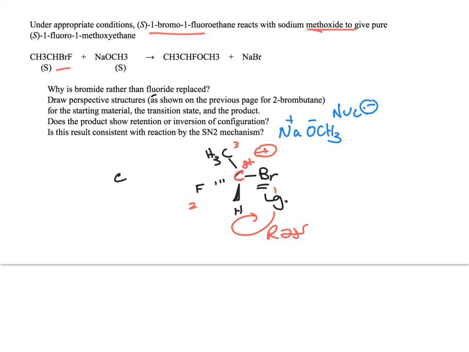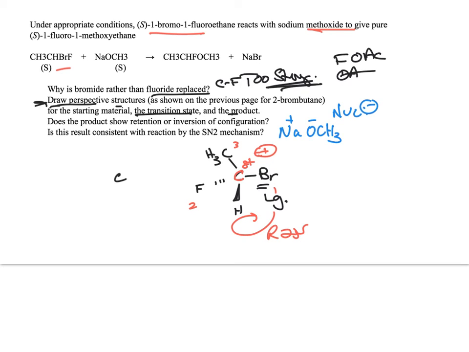Now, why is fluorine not our leaving group? Because the carbon-fluorine bond is too strong. It's such a strong bond that it causes a lot of environmental problems. If you want to read more about that, you can read about Teflon and a thing called PFOA, perfluorooctanoic acid. Very bad.